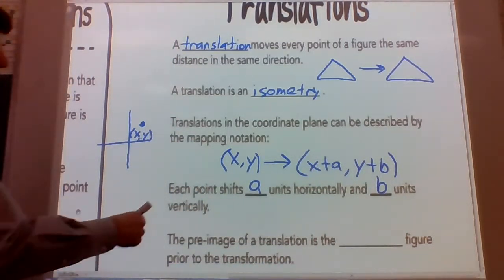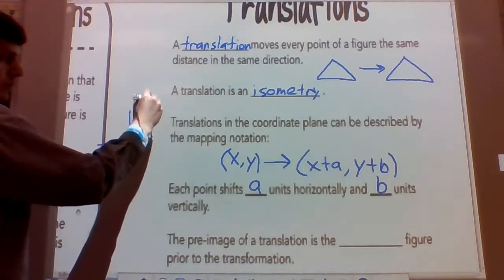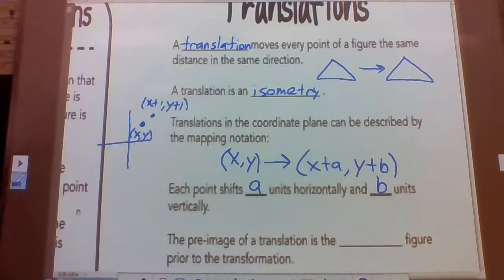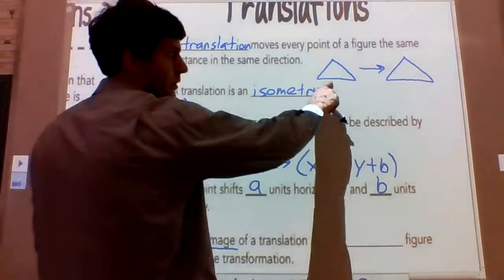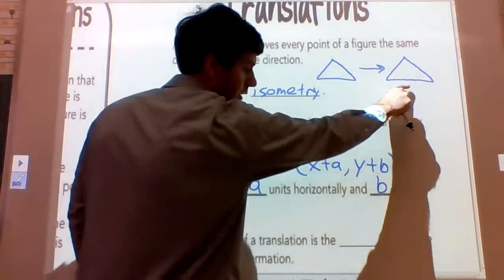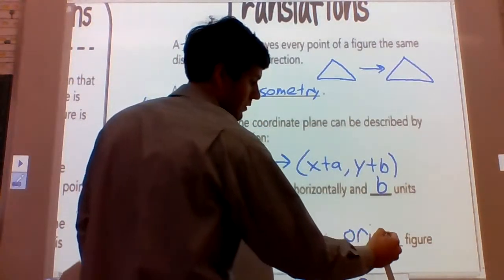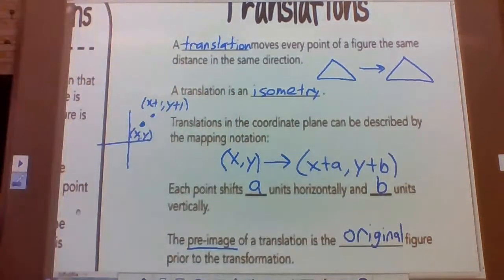So if we were shifting this to maybe up here, this would be x plus 1, y plus 1, or something similar. The preimage of a translation is the original figure. We have the preimage, we translate or shift it, and that becomes our image. Pre means before, so the preimage comes first. Then you translate it and you get the image.